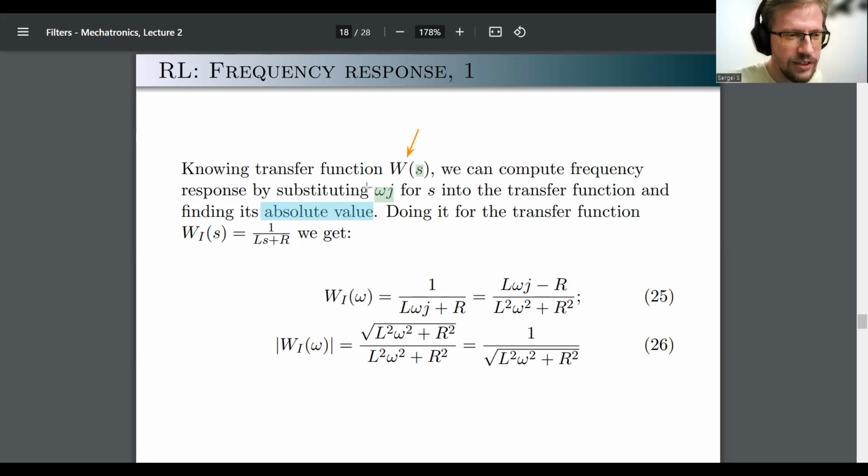Anyway, so we have this nice way. Just substitute omega j into a transfer function and find its absolute value. How do we do this? Well, let's look at our transfer function. Our transfer function looks like this. Let's substitute into it omega j. So you can see here omega j is substituted into our transfer function. That's what we have, right?